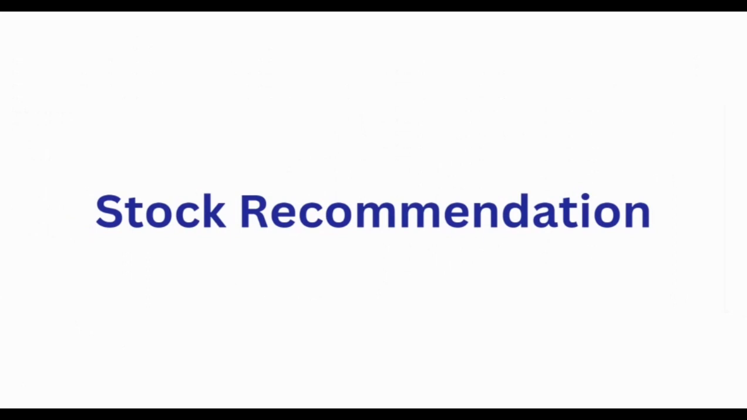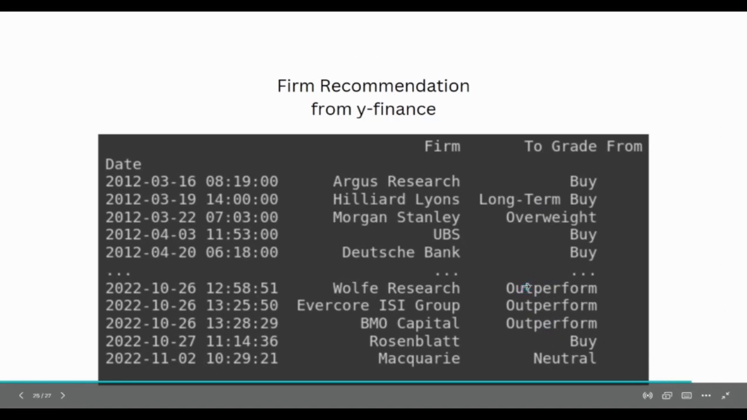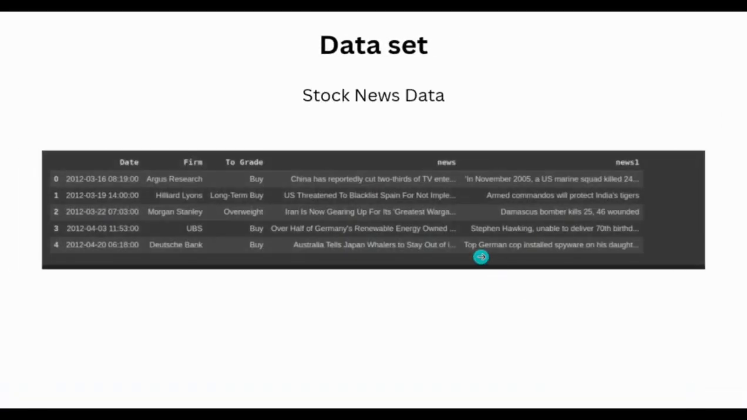Now let us look into stock recommendation. Initially, we didn't have any dataset. This is the firm recommendation dataset extracted from YFinance. It contains firms like Argus Research, Hilliard Lyons, Morgan Stanley, and the recommendations by those firms like buy, long term buy, overweight, outperform, neutral, etc. And we have extracted another dataset called stock news data from kaggle.com, which has the same firms, UBS, and contains some news, and it also contains the recommendations.